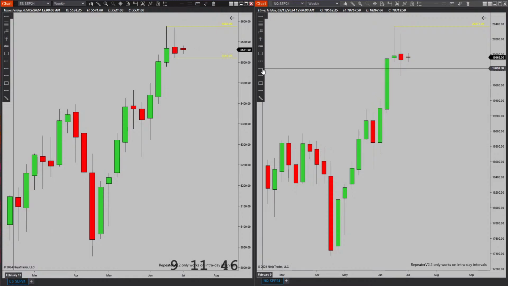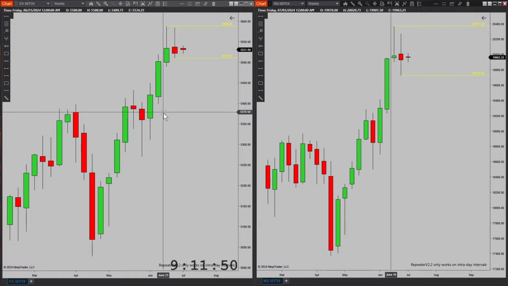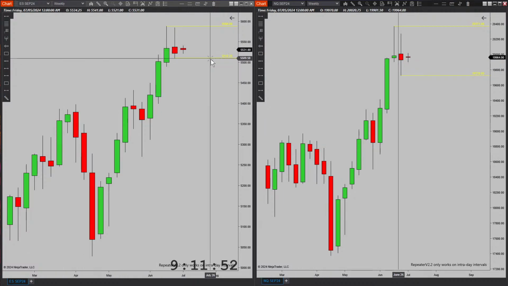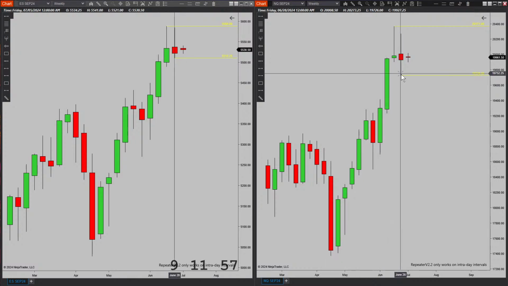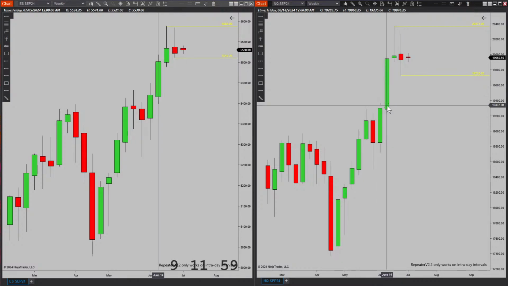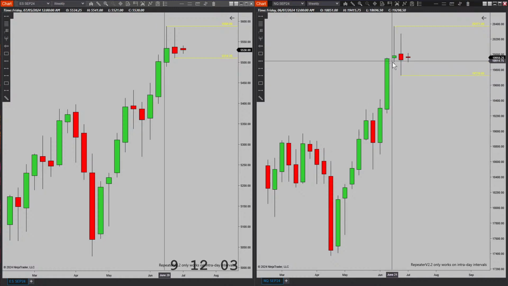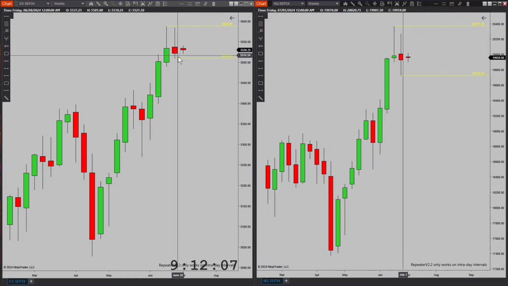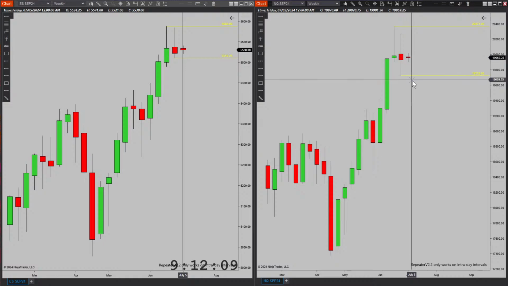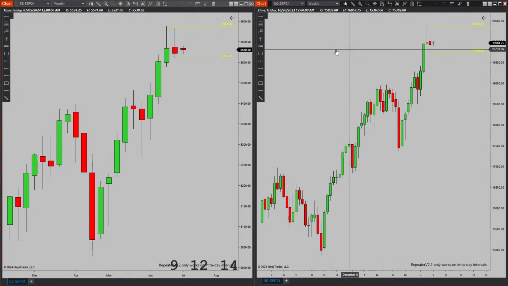So let me add these here. Okay. And so that's the first objective. Second objective would be these lows. First objective would be here. Second objective would be these lows over here. And we are trading within this gap over here. So if price breaks this low, that's fine. But if price doesn't break this low, that's fine also, because we are within a fair value gap.